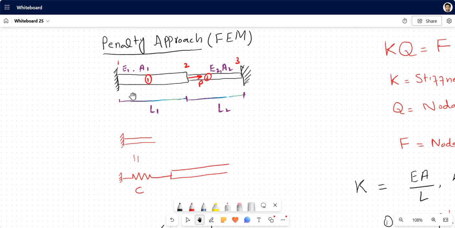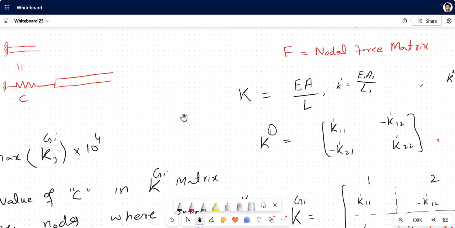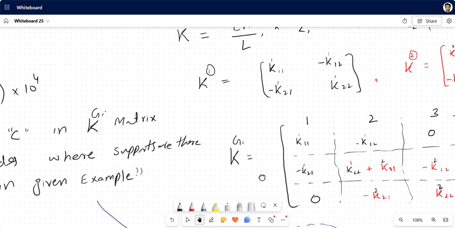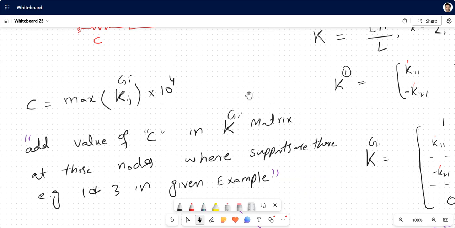So in the penalty approach, what we normally do is replace our support with a spring, giving the spring a stiffness value of C. So what is this C? The C value is a stiffness that we assume should be equal to the maximum stiffness of all the members, like the element stiffness that we are getting. The element stiffness is coming from the global stiffness matrix. So we will take the value of C to be the maximum value out of that stiffness matrix.